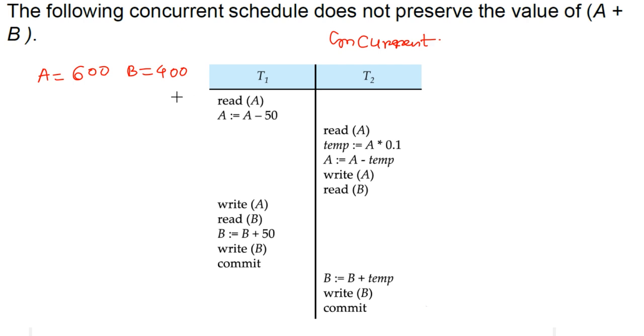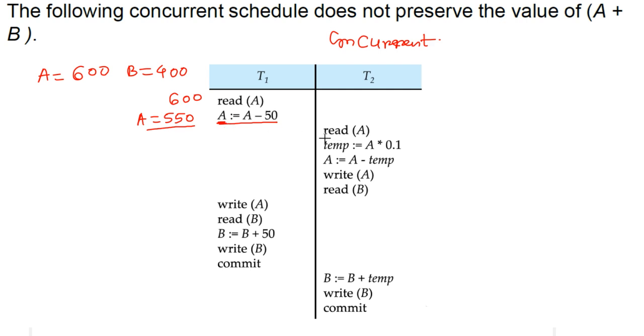So read A, read is 600, minus 50, that is A minus 50. So A will become 550. Now consider here that we do not have the write operation. So there is no write operation. The value of A is not finally updated. So 50 is deducted, but it is not written. So this is not being updated.